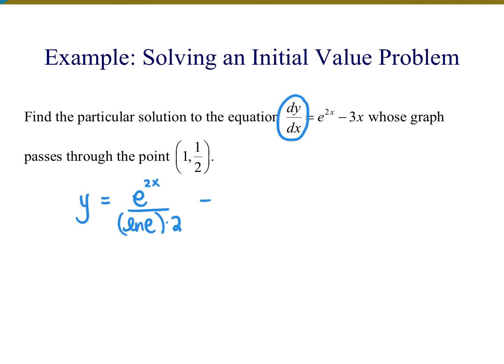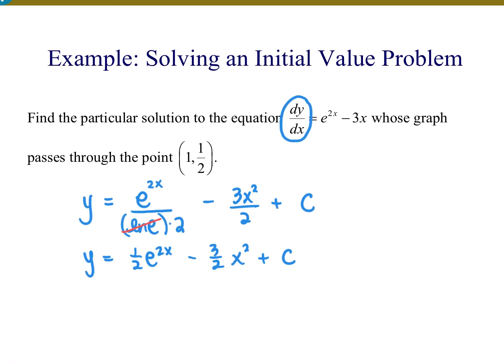Minus, and the antiderivative of 3x would be 3x to the second divided by 2, and then we have our constant c. So we can clean this up a little bit. We know the natural log of e is 1, so it might look nicer if we wrote this as y equals 1/2 e to the 2x minus 3/2 x squared plus c.